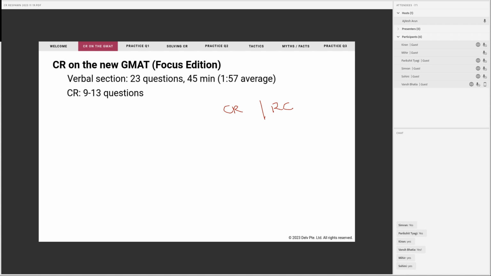Quick check. Have you guys heard this term before? Experimental questions? Okay, so almost everyone's heard of this term.